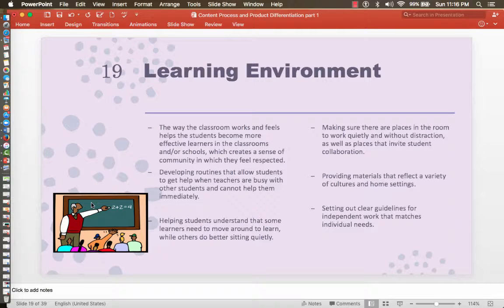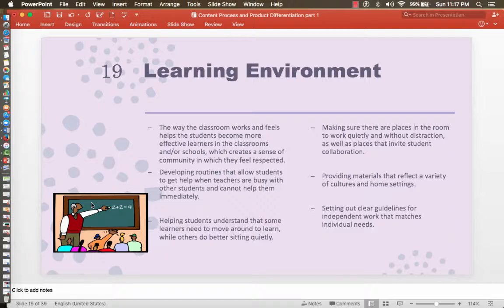So we want to make sure that the classroom helps the students to become effective learners. The whole idea of differentiation in school is for students to become independent learners. But we have to make sure that the environment that we create will help students to be able to do that.